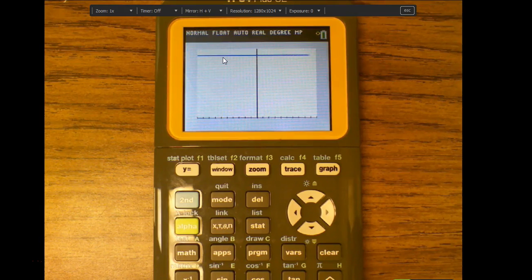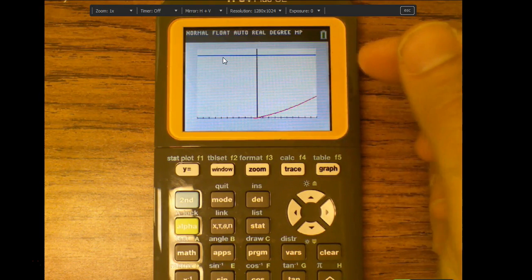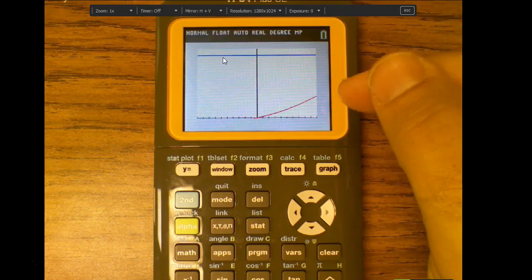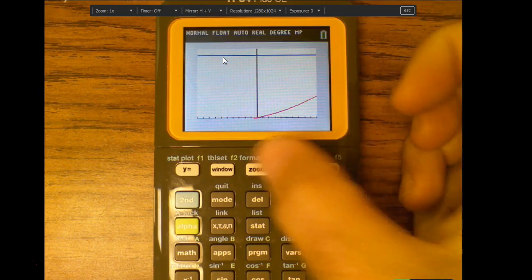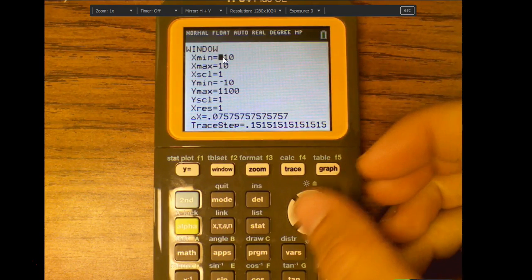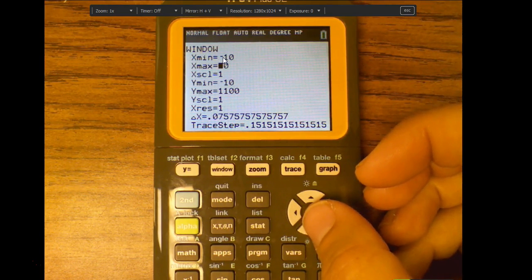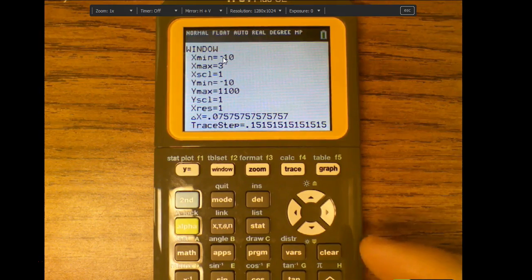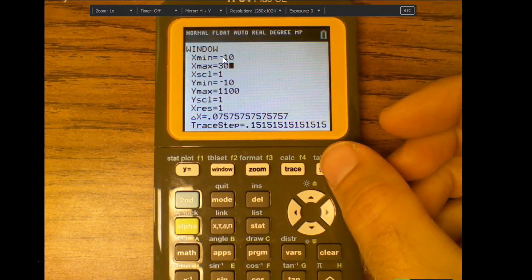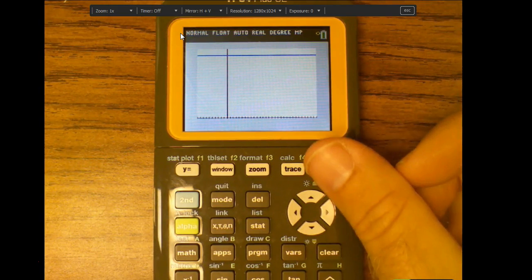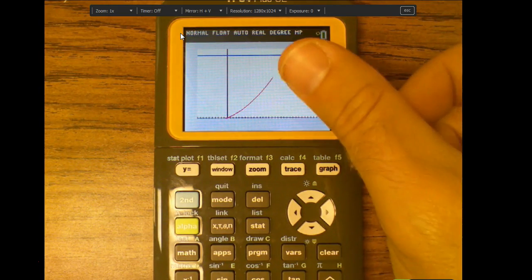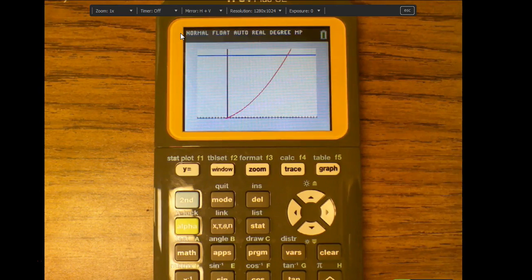So there's the y equals 1000. The other graph, there it is. So I'm almost there. It's somewhere off to the right. So I need to go farther to the right. So let's increase the x maximum so I can go farther to the right. So I'm going to go into my window, my x max. Let's just go to 30 and see if that does it for us. So I'll hit graph. So there's the y equals 1000. Here comes the other graph. And it looks like we got a winner. So there's my point of intersection.